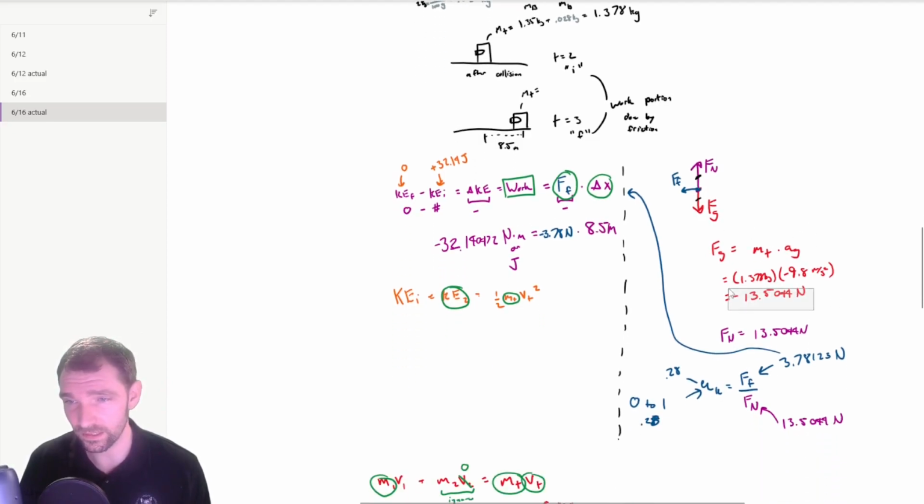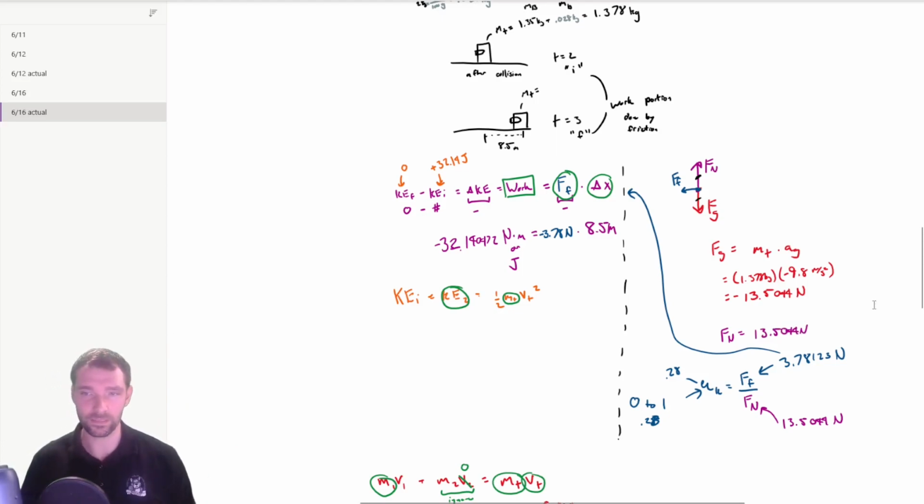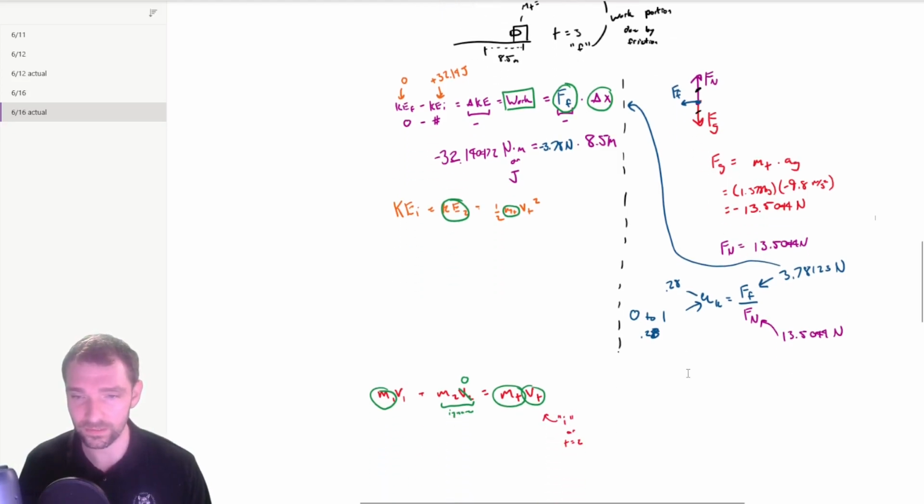I do still think it's important to keep gravity negative and the normal force positive. So I tend to write that in, even though a lot of people will just say force gravity is equal to force normal, and they'll just write them both out as positive values. I think it's better to keep those signs on there because it helps you keep track of this intuitively.